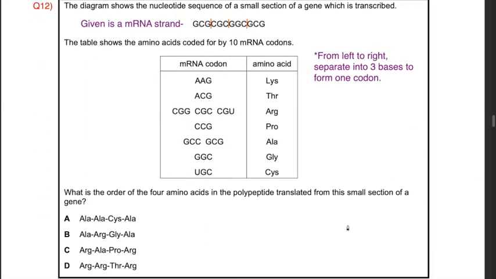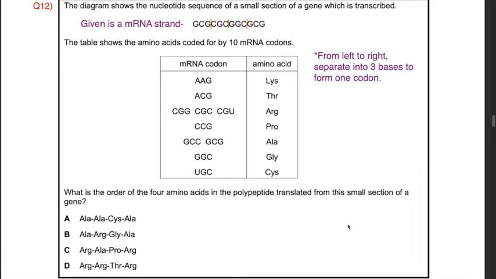Question 12. The diagram shows a nucleotide sequence of a small section of a gene which is transcribed. The table shows the amino acids coded for by 10 mRNA codons. What is the order of the 4 amino acids in the polypeptide translated from this small section of a gene? So the given diagram is of a mRNA strand. Then from left to right you have to separate it into 3 bases to form one codon, because one codon is equal to 3 bases.